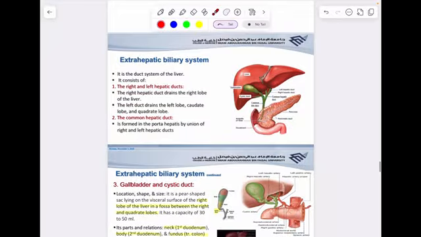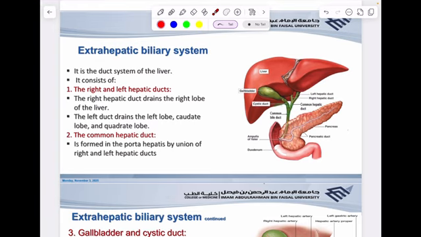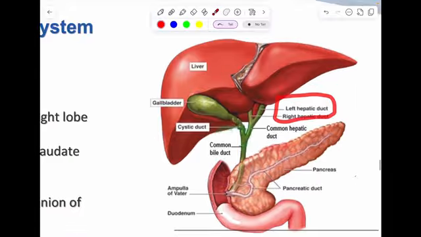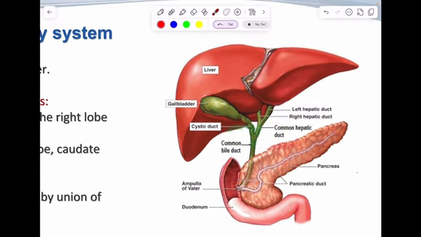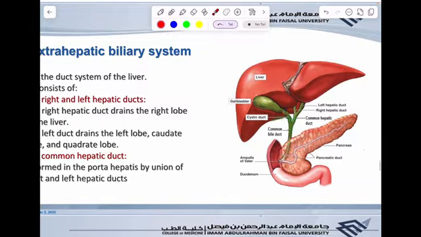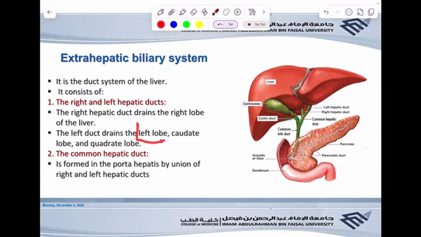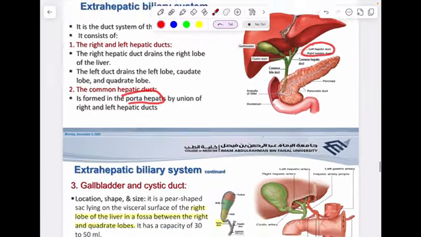But let's move to the bile tract, which is the duct system of the liver. It's going to consist of the right and left hepatic ducts. The right hepatic duct is going to drain the right lobe, and the left hepatic duct is going to be draining the left lobe, as well as the caudate and quadrate lobes, which is why the quadrate and caudate are functionally left. Then they join together at the common hepatic duct, which is formed in the porta hepatis by the union, as we mentioned, of both hepatic ducts.